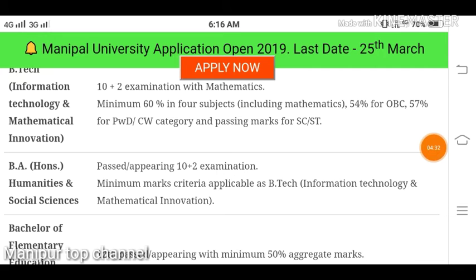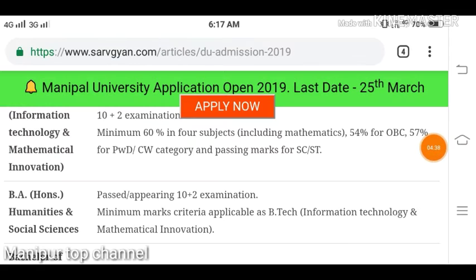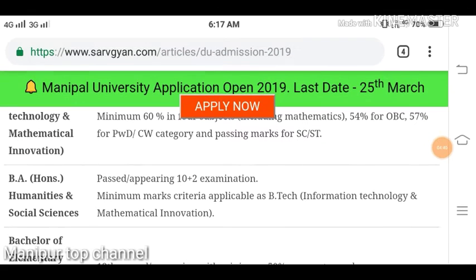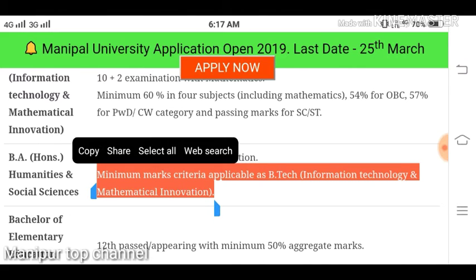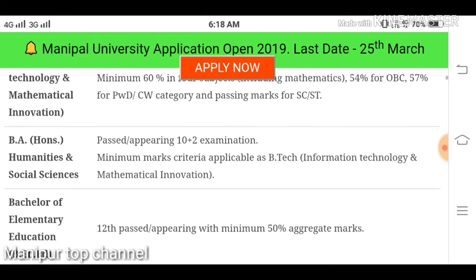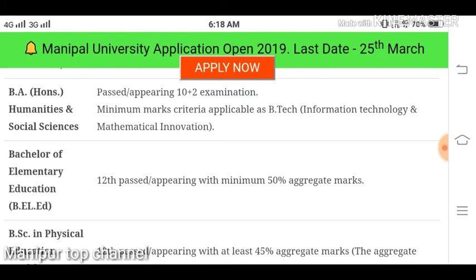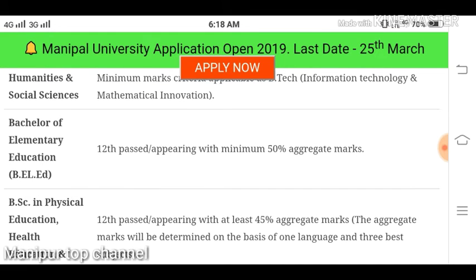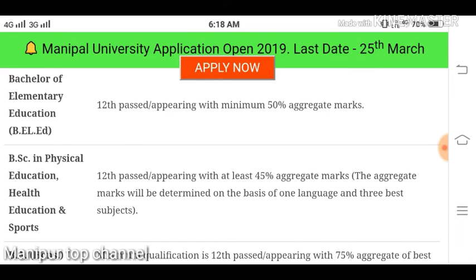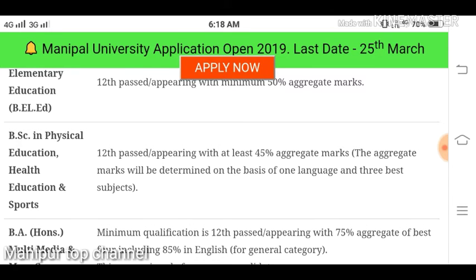And for the BA Honors in humanities and social science, given here, you have to appear in the 10+2. And this is for elementary education for PLD and TFAS, minimum 50% aggregate marks. We have to pass the TF exam. And for physical education, health education and sport for BA Science, a pass with at least 45% aggregate marks.